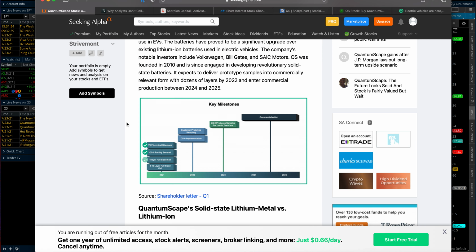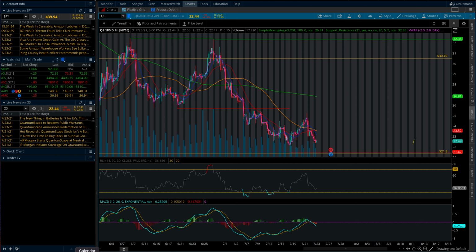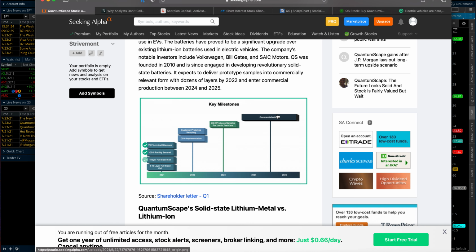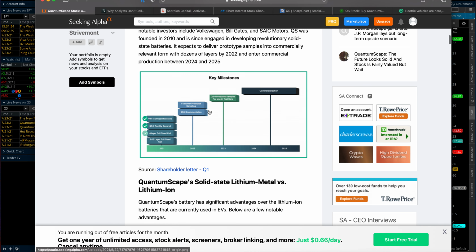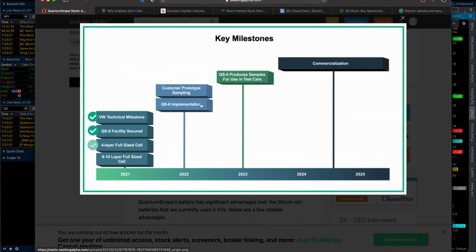This is going to be because as we head into earnings, there's a high short interest, and they need to accomplish possible breakthroughs where a lot of investors can be attracted depending on what they produce. So key milestones, what do we want to see? For 2021, we want to see a completion of the 8 to 10 layer full size cell, right? If they do complete this by 2021, that means they are on task to commercializing their battery by 2025.